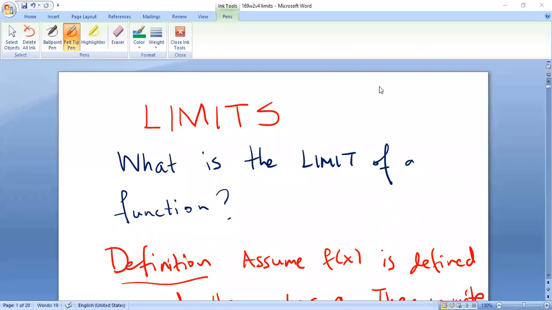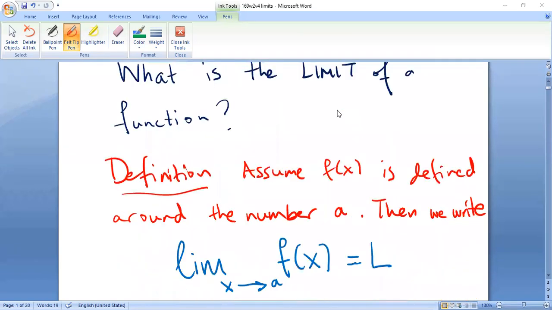Hi, today we are going to talk about limits, and this is an important notion because we will define derivatives and integrals using the idea of limits. So, what is the limit of a function?